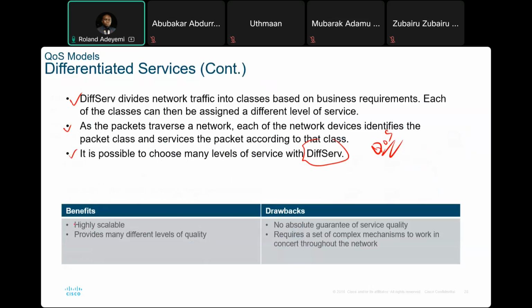So what is the benefit? It is highly scalable. It provides different levels of quality. What about the drawback? No absolute, not like the first one, absolute guarantee of service quality. But we can still make that happen if we want. And this is the major drawback. It requires a set of complex mechanisms to work in concert throughout the network. If you don't know what you are doing with quality of service, you can't implement it from one router to another router to another router without running into trouble. You must be an expert at this. You must know what you are doing. That's the major drawback.